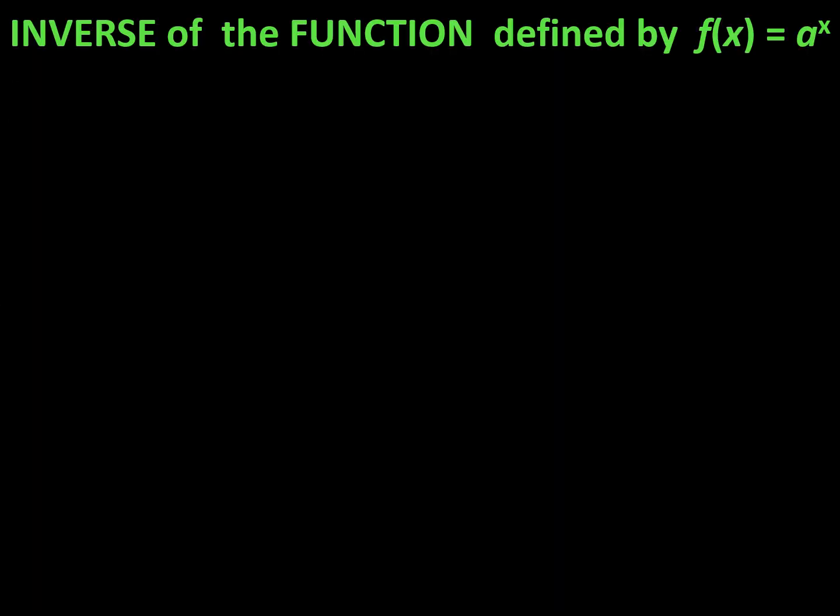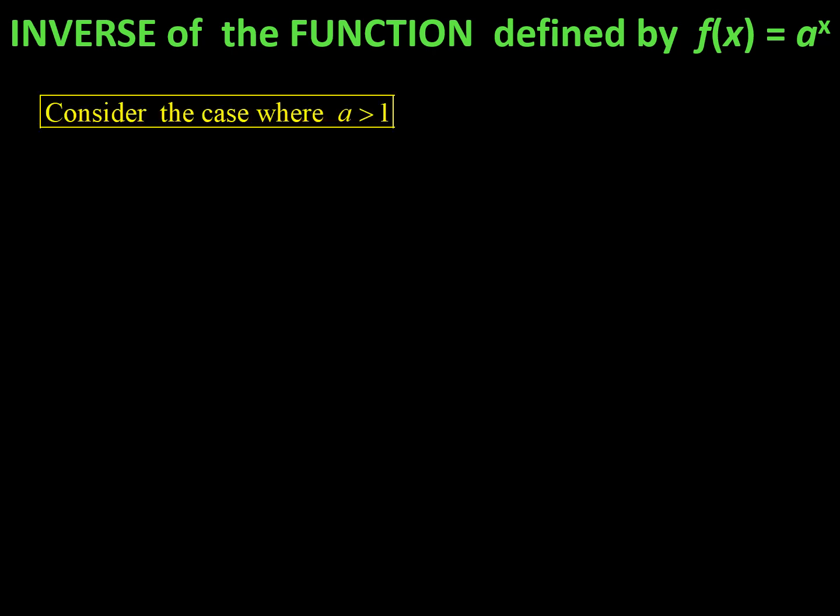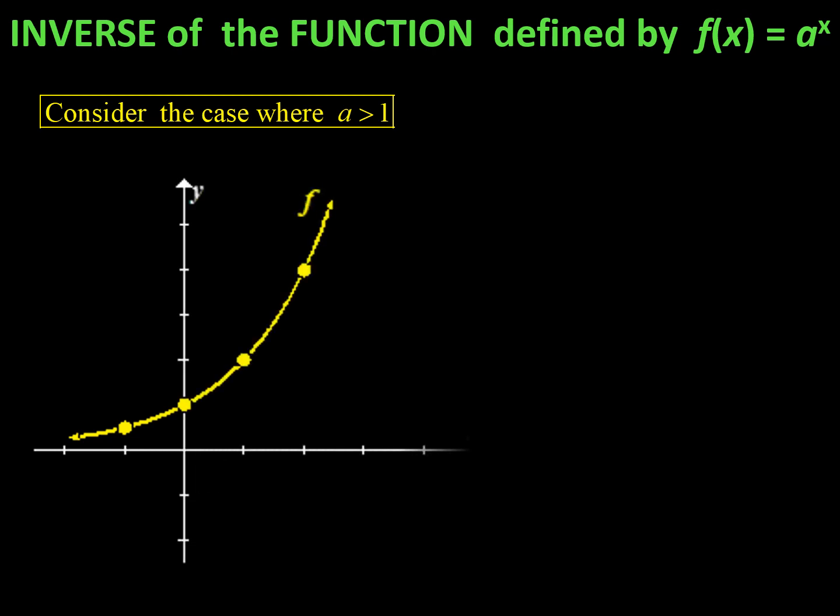Now let's determine the inverse of the exponential function defined by f(x) equal to a to the x. And we're going to look at the case where a is greater than 1. That means we're going to look at the increasing exponential function. So let's have the increasing exponential function there. And there we have 4 points that are plotted there. I can see this is 2 that goes with 4, and 1 that goes with 2, and 0 with 1, and negative 1 with a half.